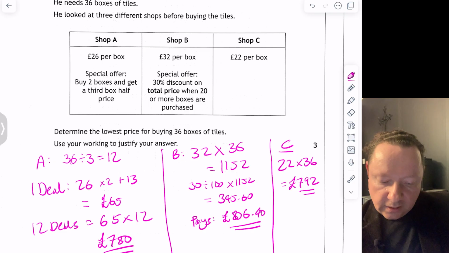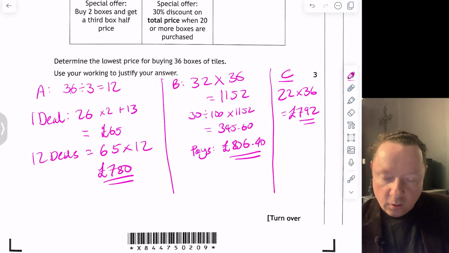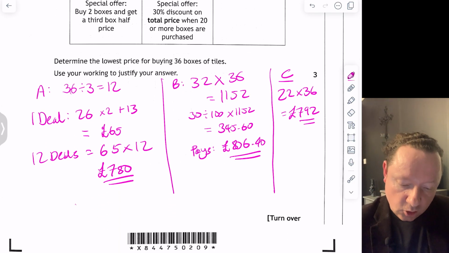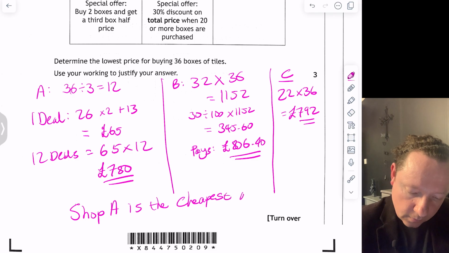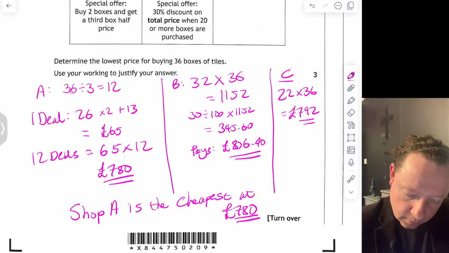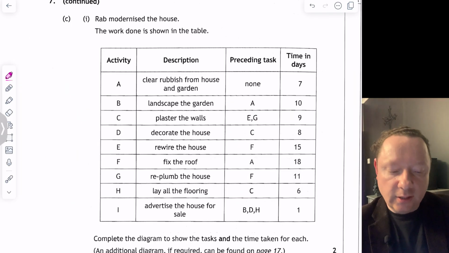So we've got 780, 806.40 or 792. Well, the best deal is shop A. So he's going to use shop A as the cheapest at £780. And we're done there.